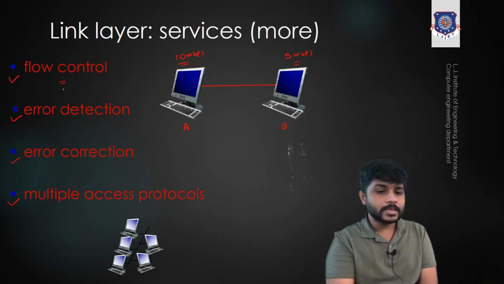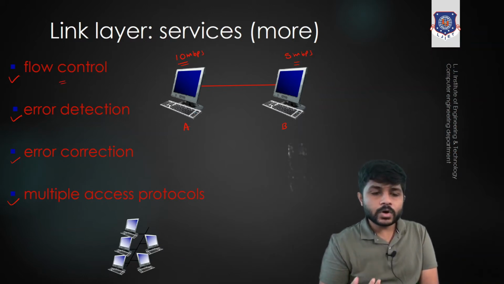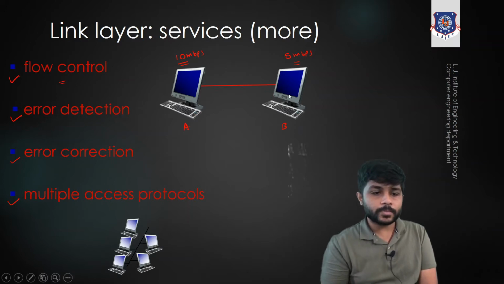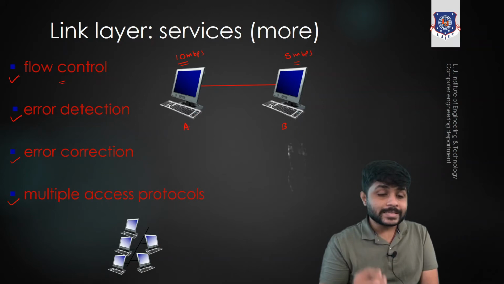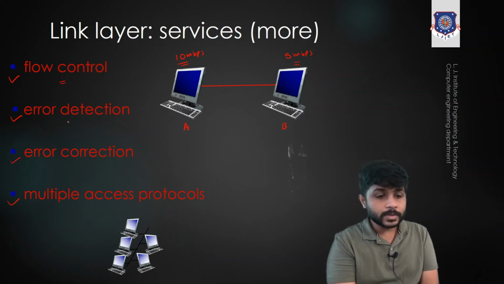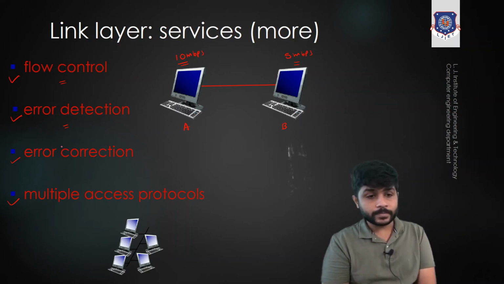Flow control means device A or sender should be sending data at the rate at which the receiver is able to receive. If the sender sends data at 5 Mbps, in that case there will be no problem. So it is the responsibility of the data link layer to send data at a particular rate so that the sender and receiver can communicate properly.